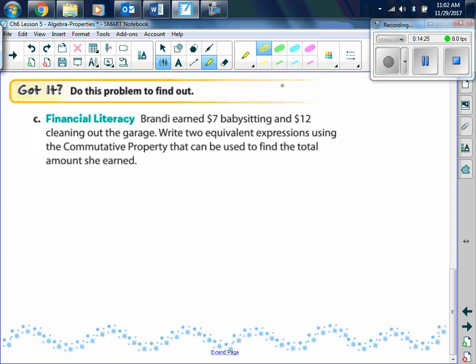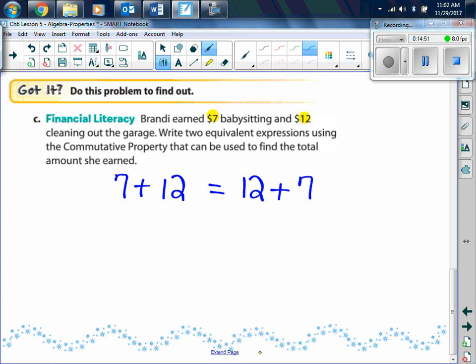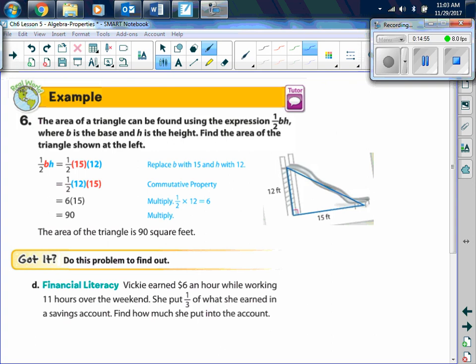So here, we are adding the $7 for babysitting and the $12 for cleaning out the garage. So, all we're doing is we're writing the 2 equivalent expressions. So, $7 plus $12. That is equivalent to $12 plus $7.